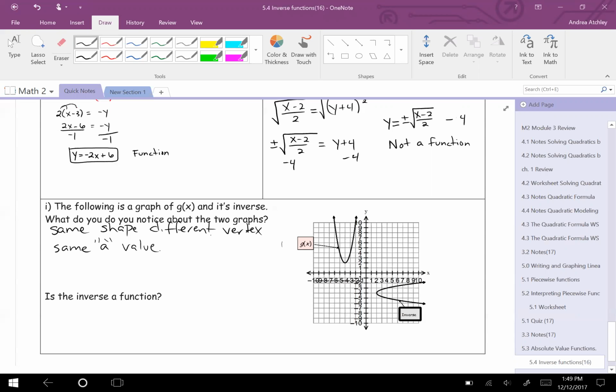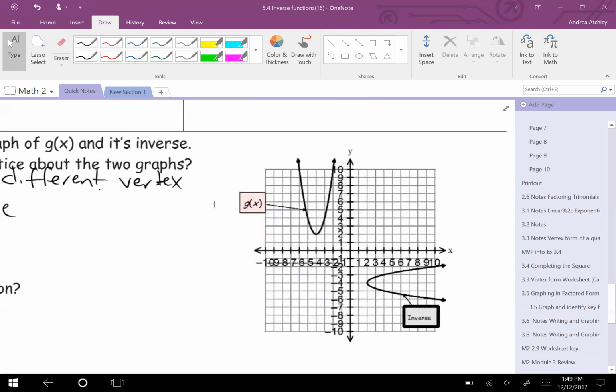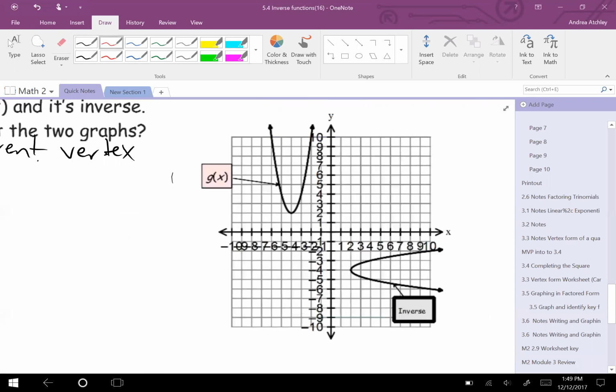Okay, what I do want you to notice is if you draw y equals x, that's this graph right here, goes through 0 and has a slope of 1. Draw it in.